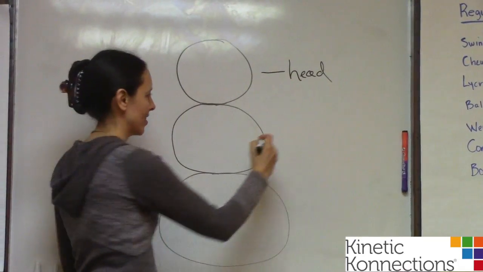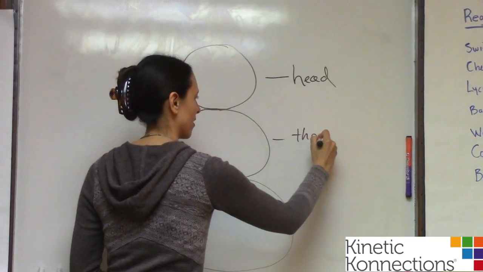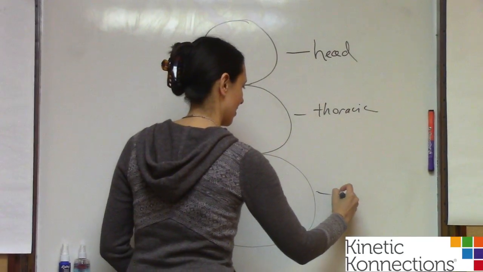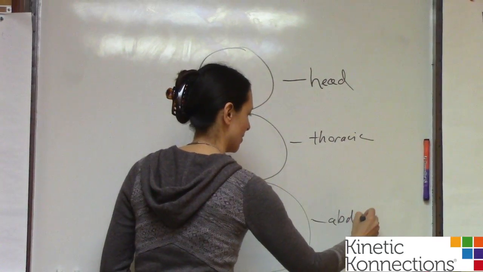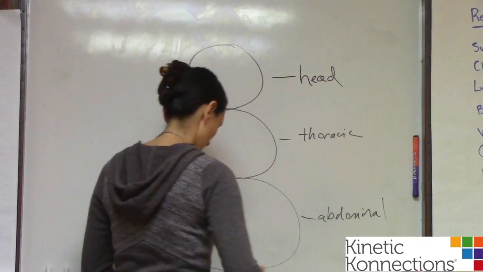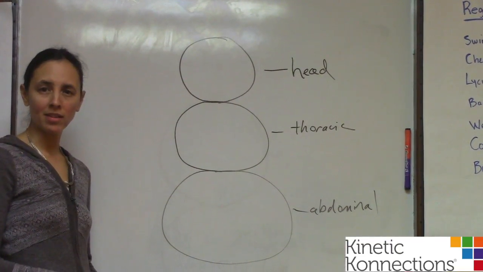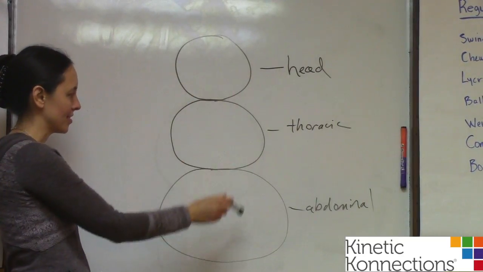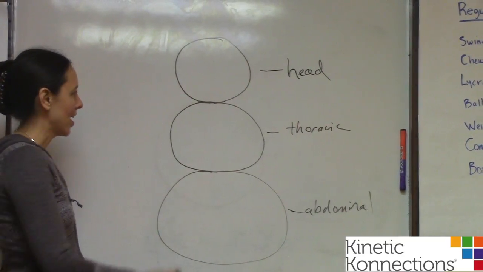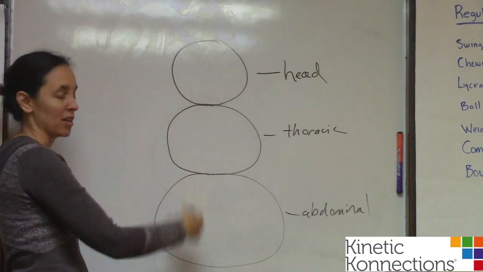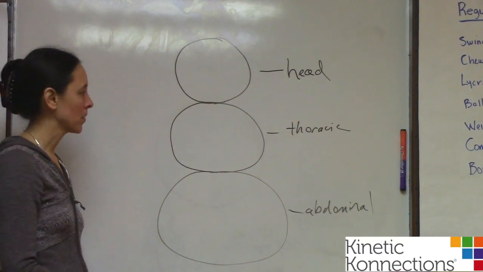The next one is our thoracic cavity, and the lowest one down here is the abdominal cavity. So what we're going to be talking about today is pressure regulation within these different cavities and how the pressures within the three cavities relate to each other and are organized.